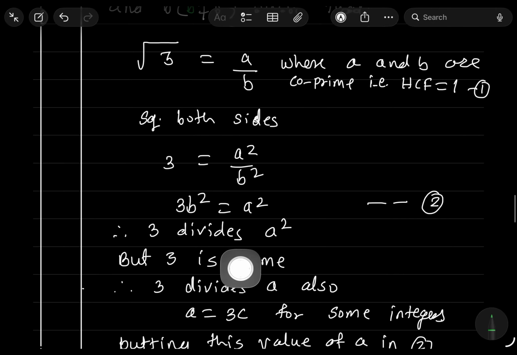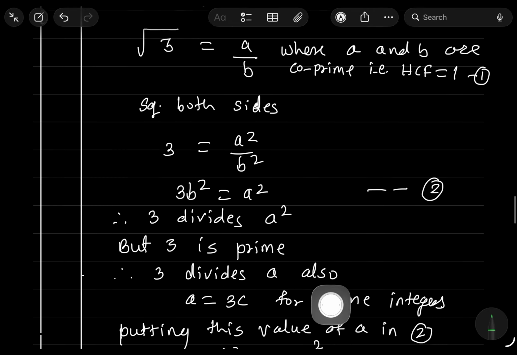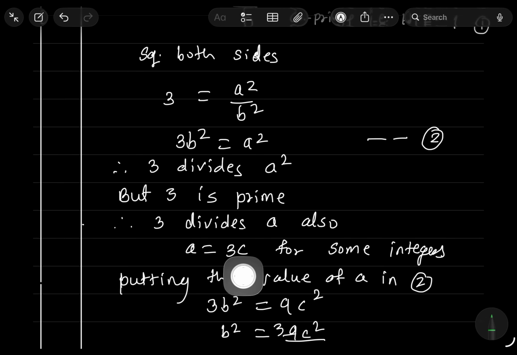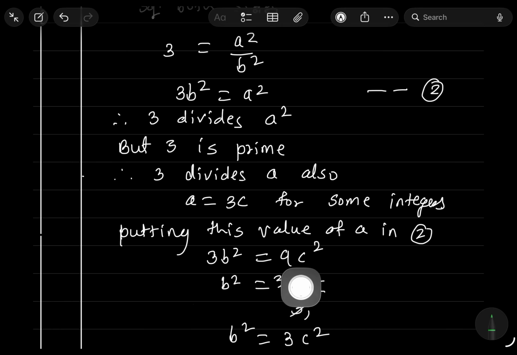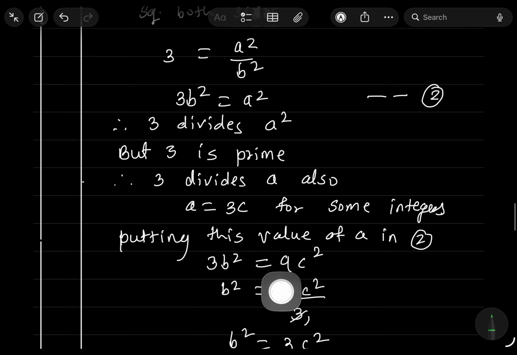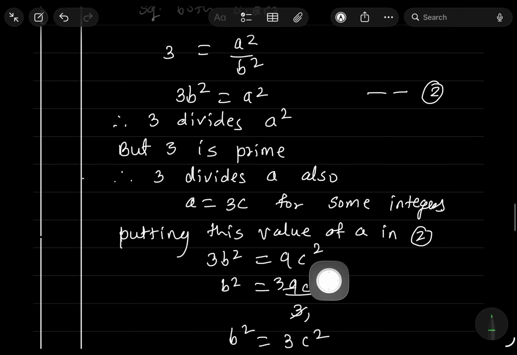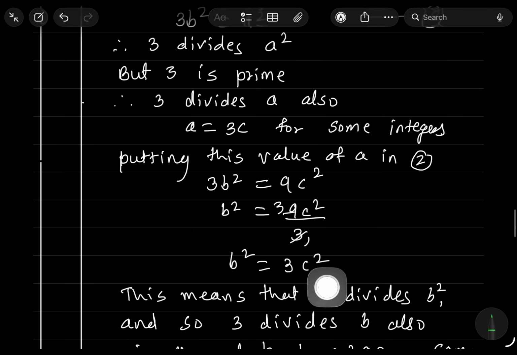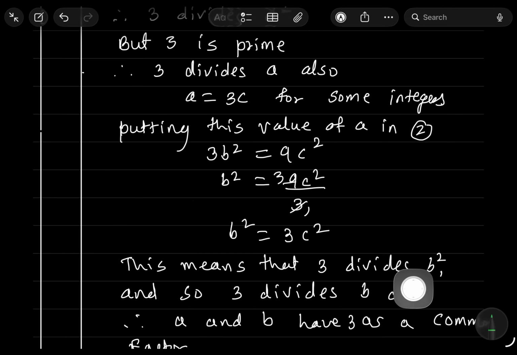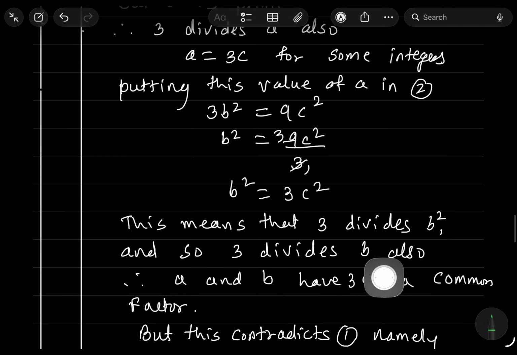So 3 divides a square, but 3 is a prime, so 3 divides a also. a equal to 3c for some integer c. Putting this value of a, 3b square equal to 9c square. So b square equal to 3c square. This means that 3 divides b square, and so 3 divides b also.